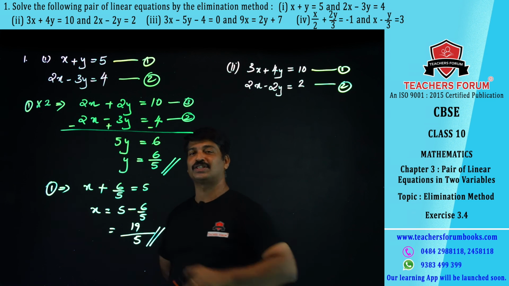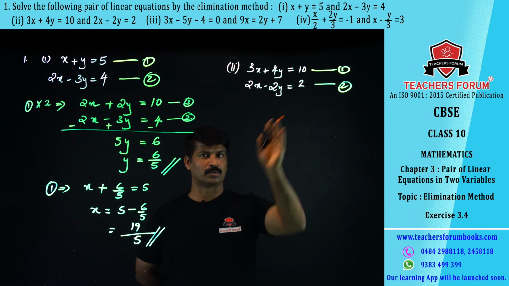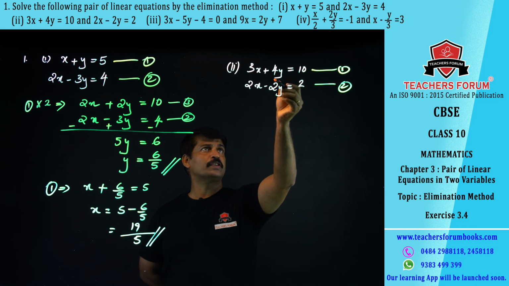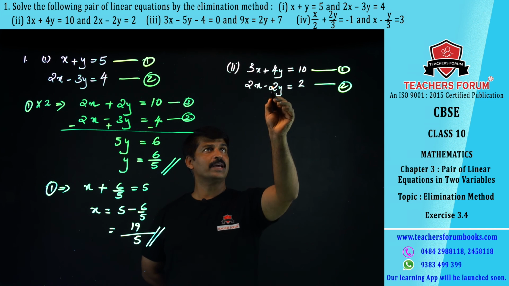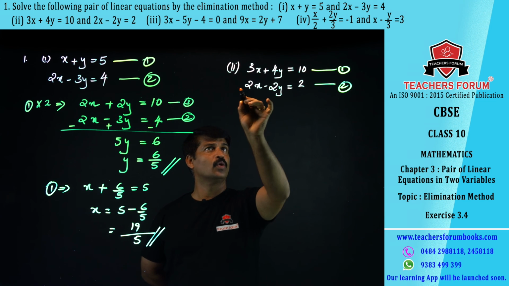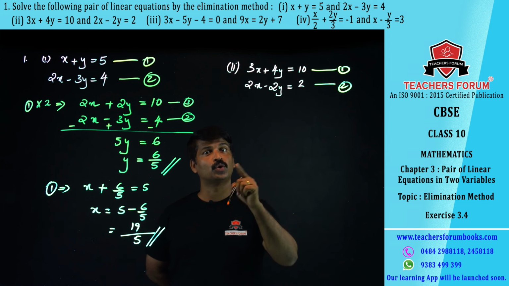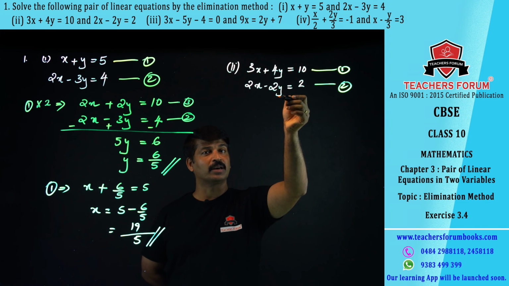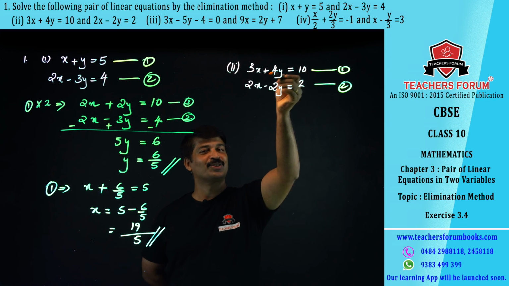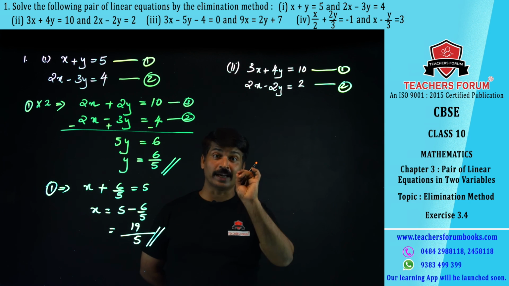Here we made the coefficient of x equal. Let us make the coefficient of y equal in the second problem. Here the coefficient of y is 4. Here the coefficient of y is 2. So to make the coefficient of y 4 in the second equation, what you have to do with the second equation? You have to multiply the second equation by 2. When you multiply the second equation by 2, what the coefficient of y becomes? It becomes 4y. So here also 4y. It gets cancelled. Clear?